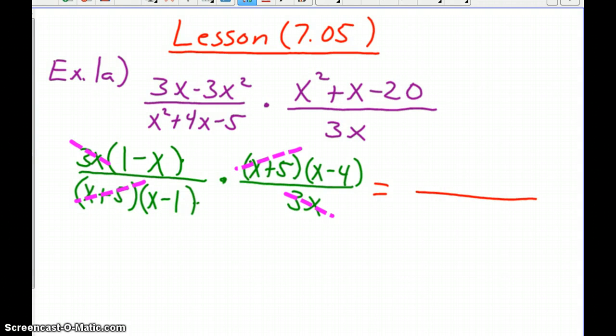Remember, you multiply top by top and bottom by bottom. So what are you going to write down on the top? 1 minus x and x minus 4 times x minus 4. And what are you going to write down on the bottom? x minus 1. Okay, there you go.